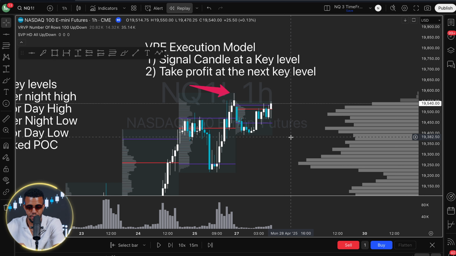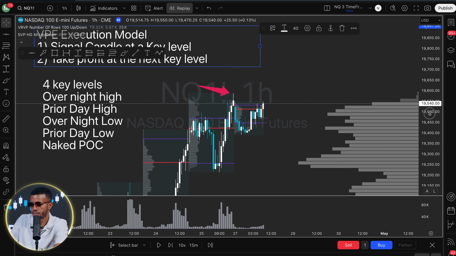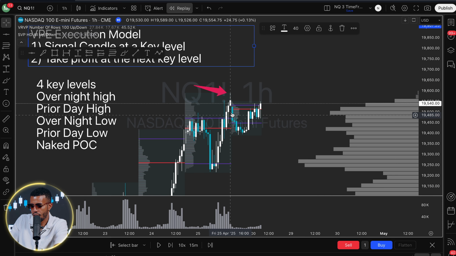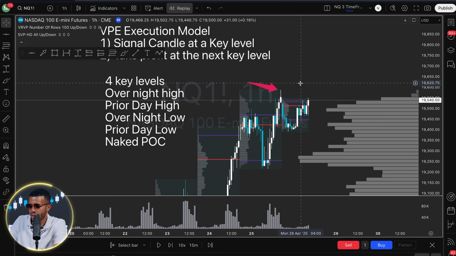Okay, I'll say that one more time. It is a high volume shooting star or doji, closing in the direction of the way you want the market to go, at a key level, at an edge. Okay, we're trading the volume profile edges. So there are a few different layers here. We have these 4 key levels. We have here the edge. Technically the high and low are always going to be the edge of the volume profile. Go figure. We can line these up.